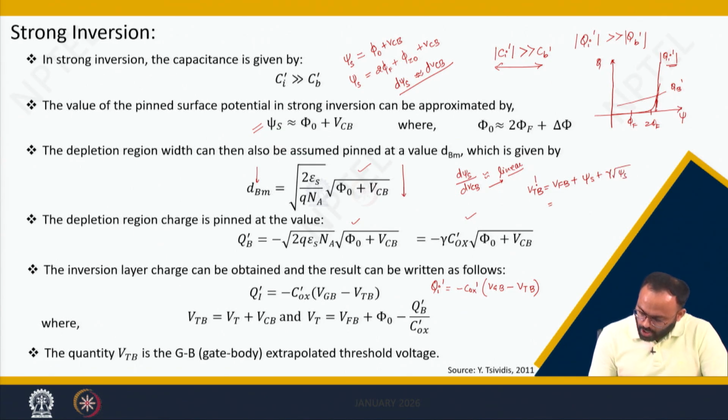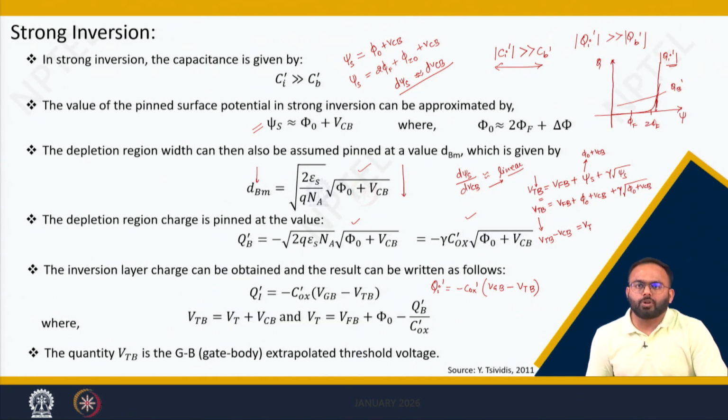As you are talking about extrapolated threshold voltage with respect to body, the surface potential at that moment is phi naught plus VCB. So ultimately VTB can be given as the flat band voltage plus phi naught plus VCB plus gamma times the square root of phi naught plus VCB. Now, if I want to represent with respect to C as the common terminal, I need to simply subtract VCB from here. This will give me a new value, which is Vt, called the threshold.